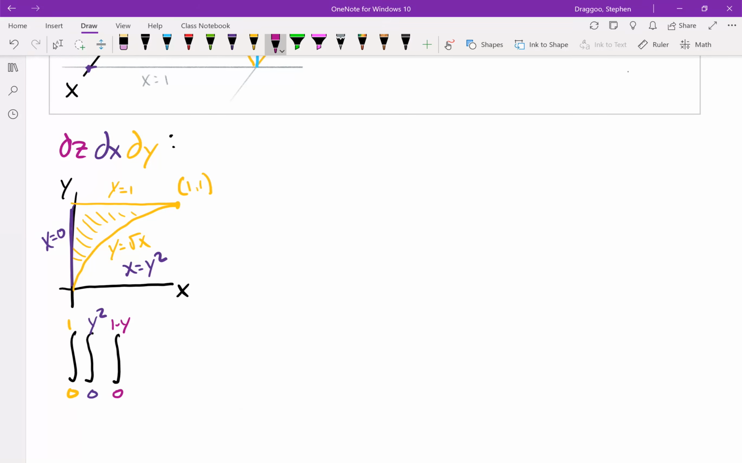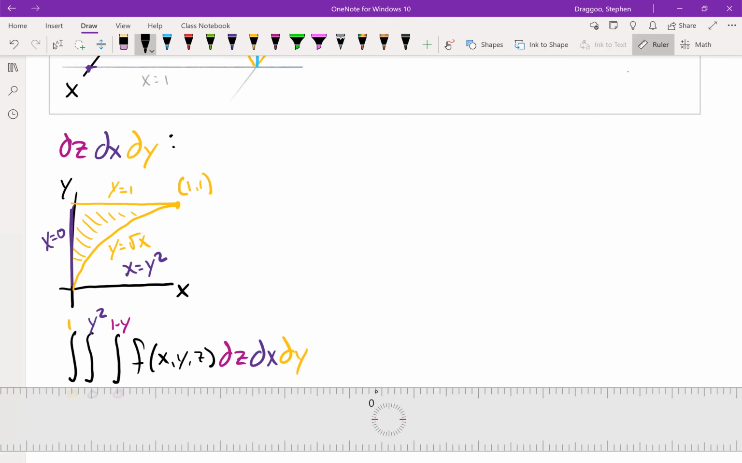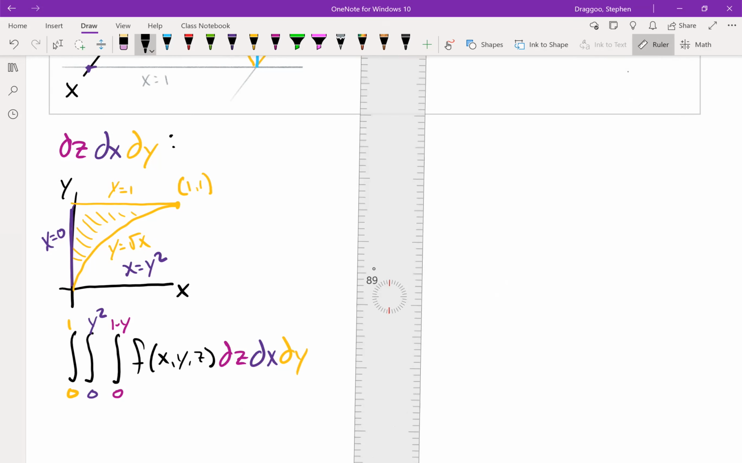And then everything else on the inside we leave alone. Well, rather, the function we leave alone, function of x and y and z. I'm probably just going to start abbreviating that to f rather than the whole piece. But we were still doing z first, but now we're doing x second, and we're doing y third. Okay, let's cordon that off.